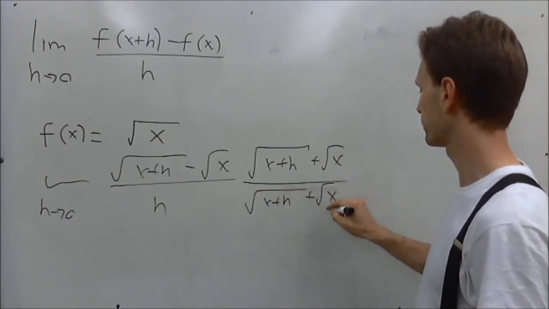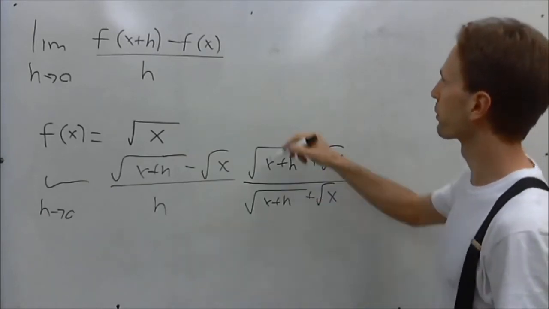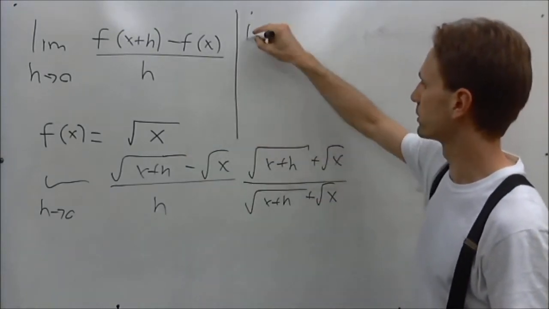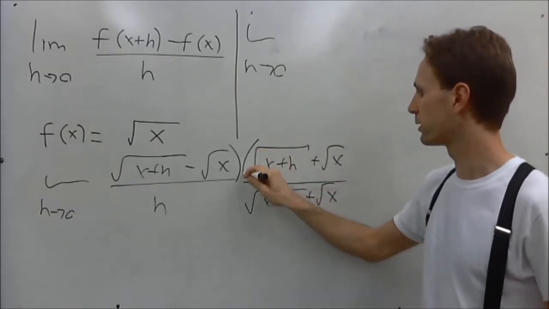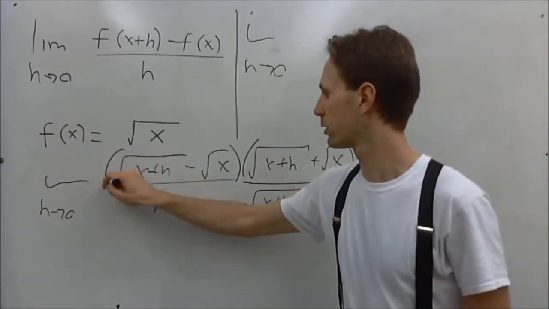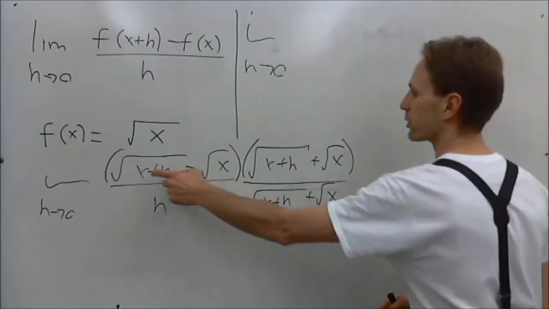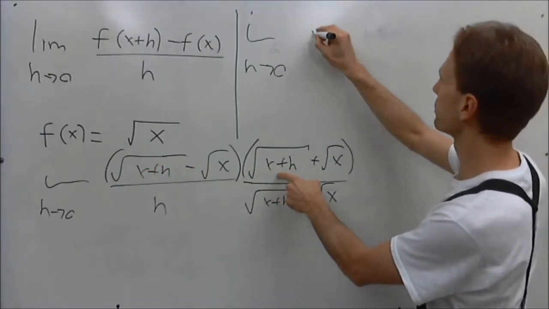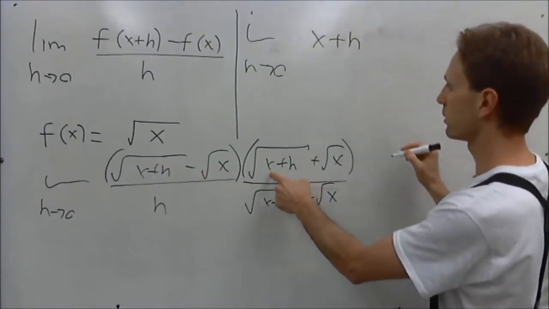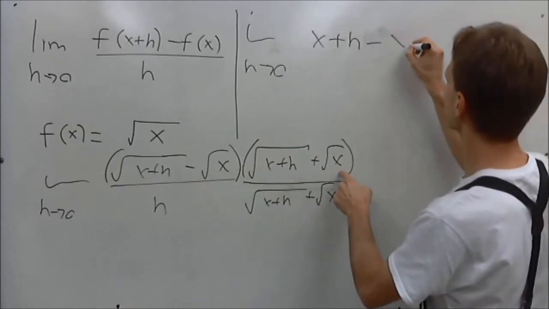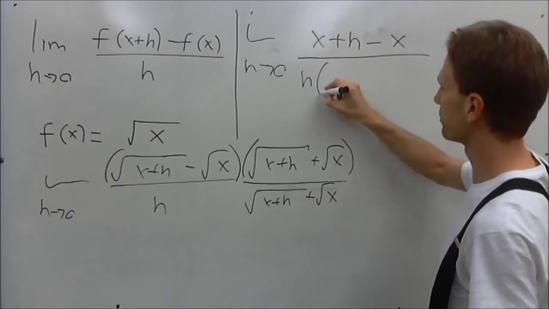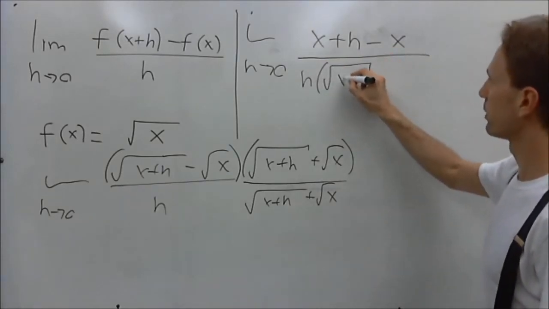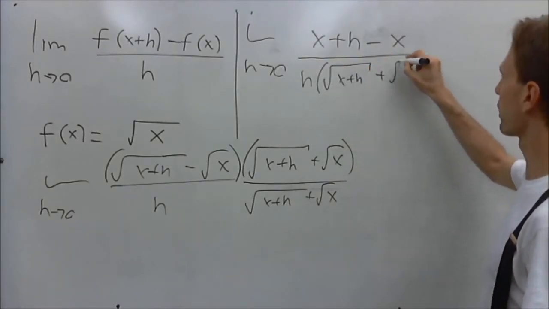plus radical x. And what we come up with on top is the limit as h approaches 0. When we FOIL this out, like we did in the other one, we're going to be left with the square root just being x plus h minus x, all divided by h times the square root of x plus h plus radical x.